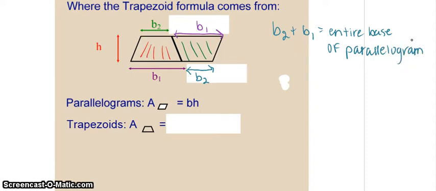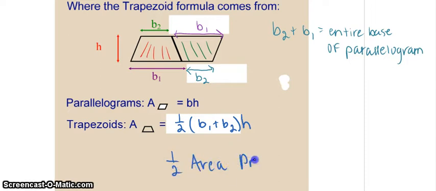So, since we know that a parallelogram's area is base times height, let's think through what a trapezoid's area would be. A trapezoid's area is going to be half of the base 1 plus the base 2 times the height of the trapezoid. In other words, it's half of the area of a parallelogram.